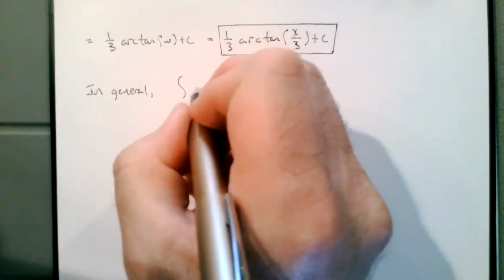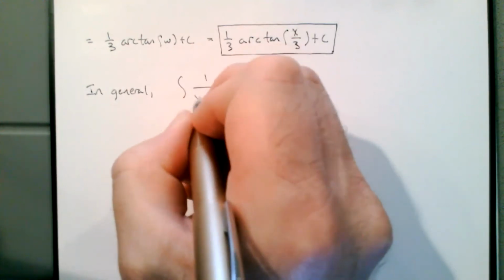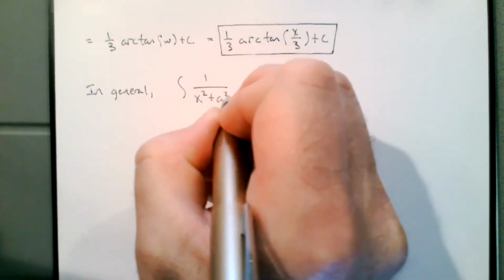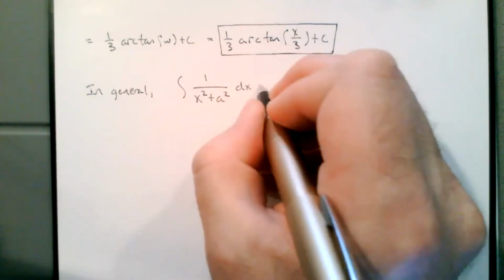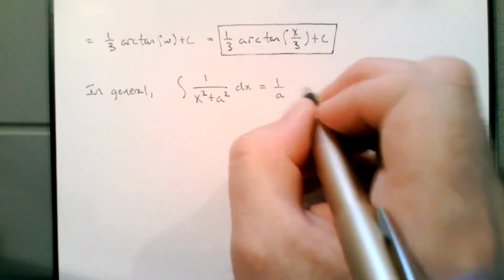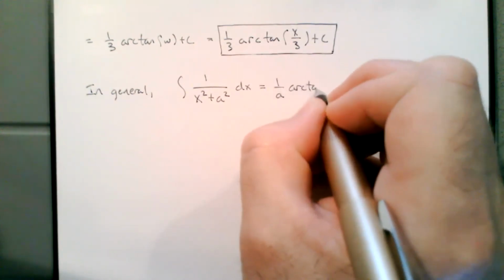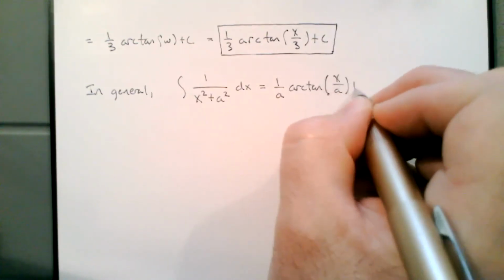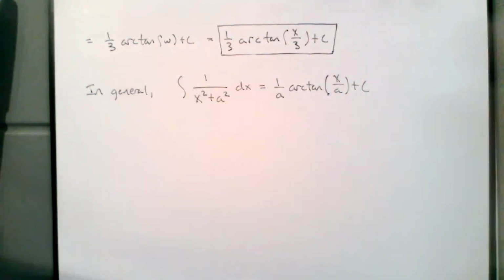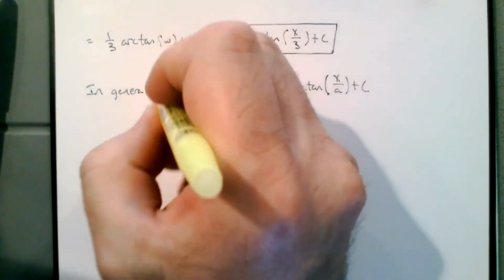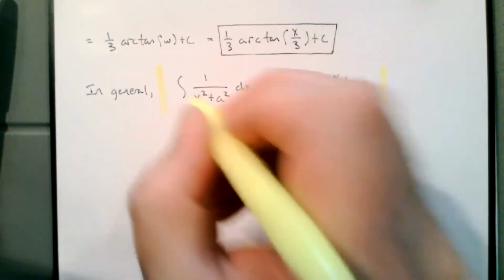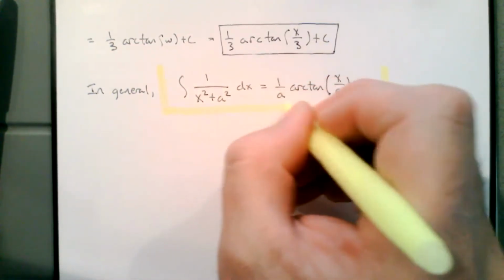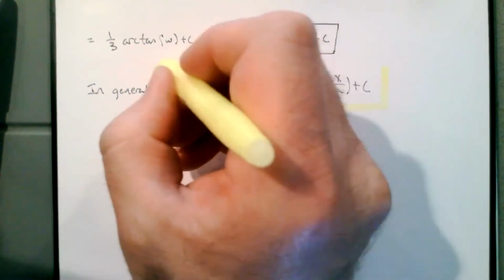So in general, the integral of 1 over x squared plus a squared is 1 over a arctangent x over a plus c. Now we've improved on our 1 over x squared plus 1. So now it could be 1 over x squared plus a squared.